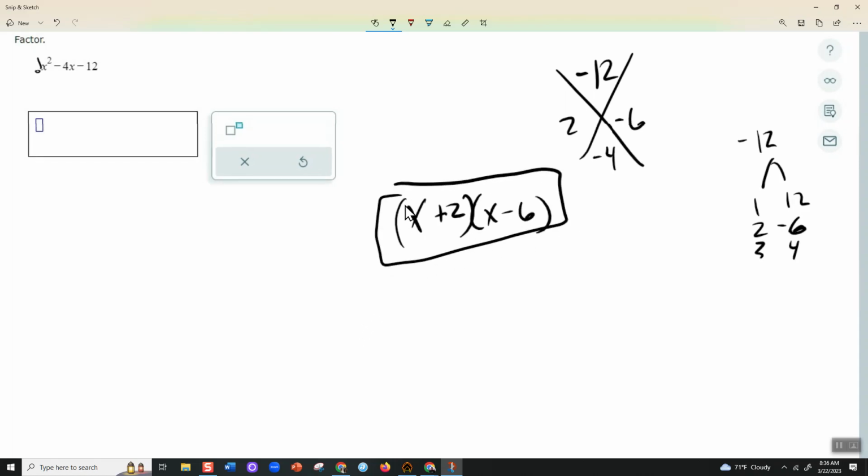That's the answer there. If you want to do it by factoring by grouping, you need to take these two numbers here, substitute them in for the middle term, 2x minus 6x.